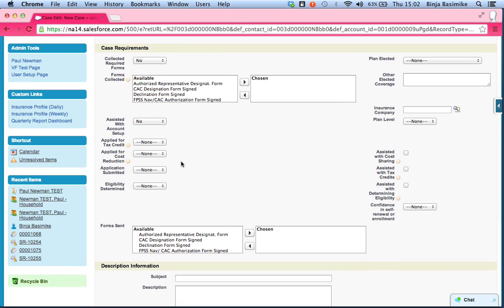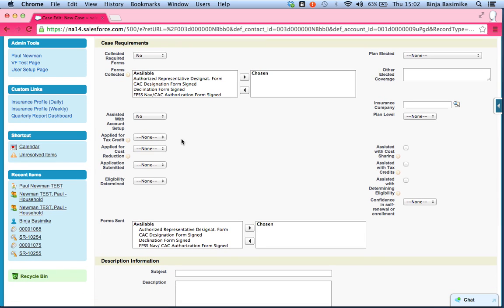Then we come over to the applied for tax credit section. The question you're asking yourself is if Paul Newman applied for tax credit. So if you know the answer, these are your options. If you have no idea, please select unknown, because you saying no indicates that you have talked to Paul and he has indicated to you that he has not applied for tax credit. Now, this is different to this option here, which is a checkbox.